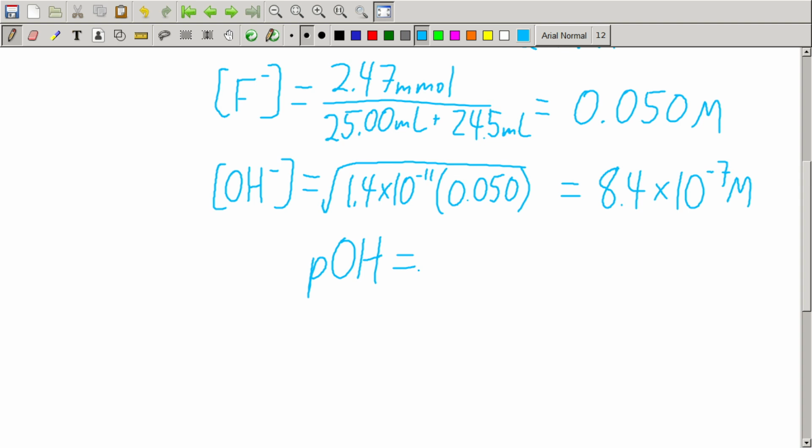Okay. 6.08. And so the pH is 7.92, right? Okay, so you can see it is above 7. It's not a whole lot above 7 because fluoride ion is not a very strong base, but it is above 7.